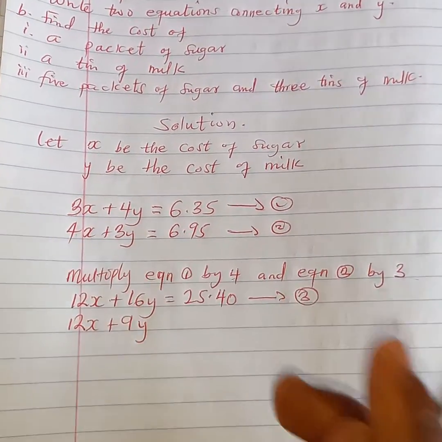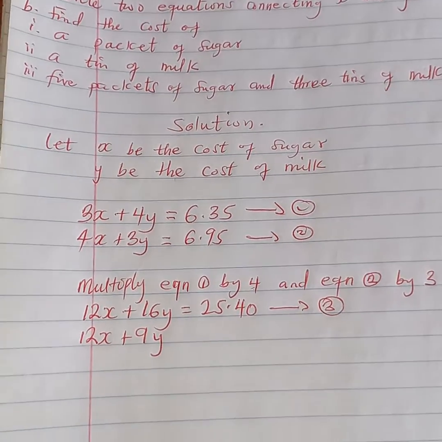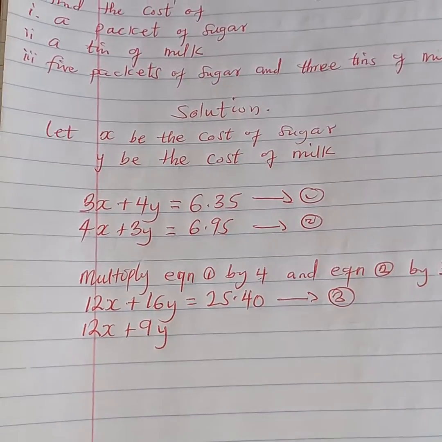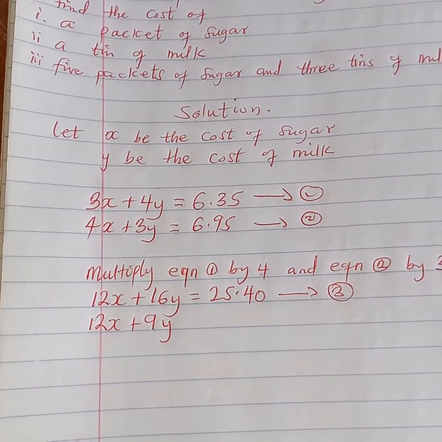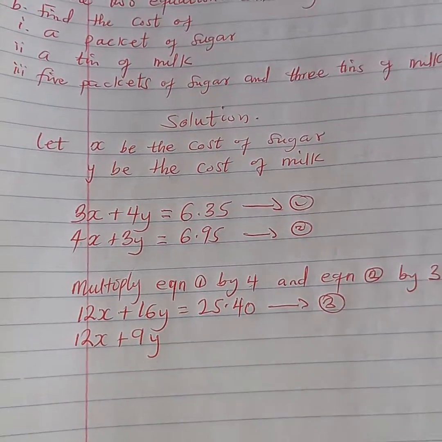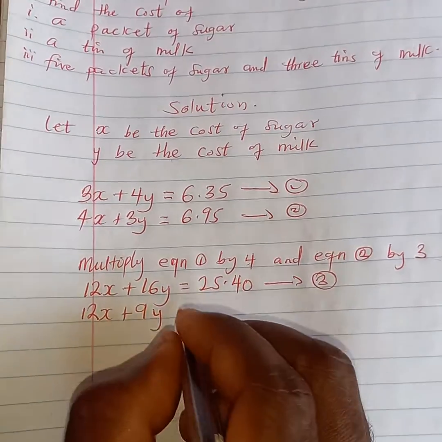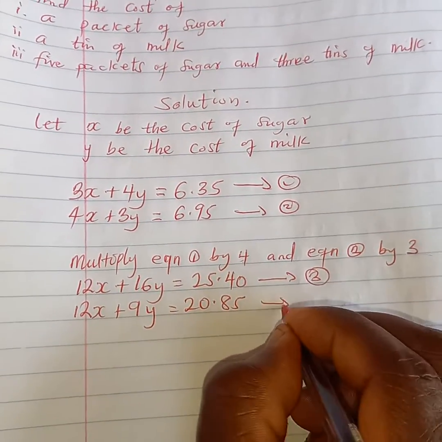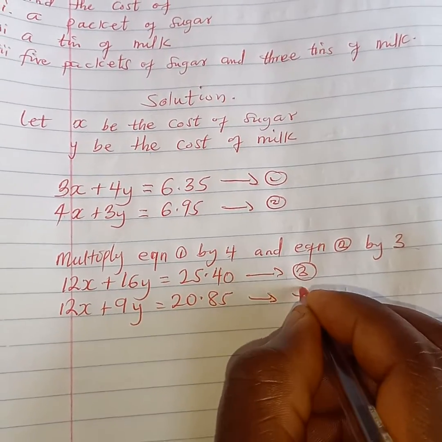You have 3 times 6.95. Yes. You use your calculator, and you are going to get 20.85. So it's equal to 20.85. Now we get equation 4.